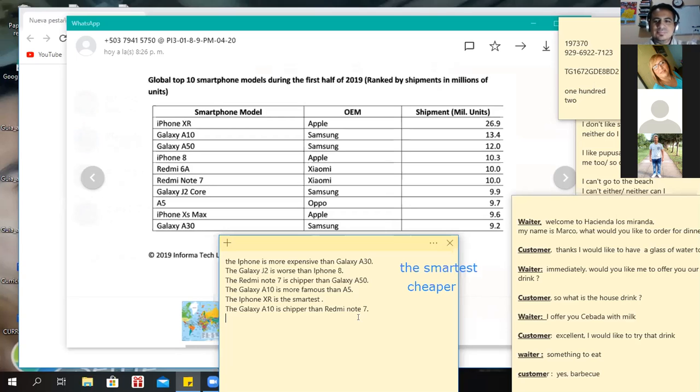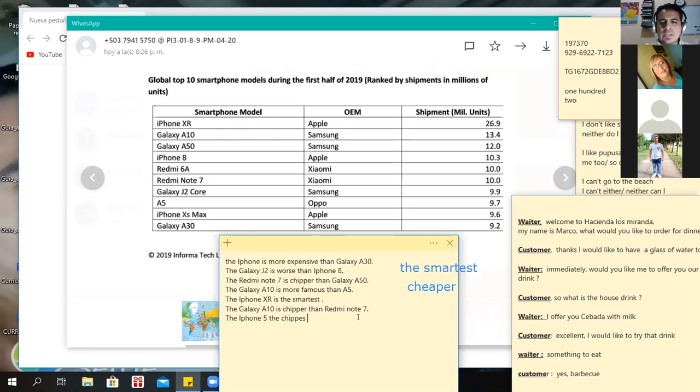Continue. I think the A5. Yes. What? Is A5, the phone A5, is cheapest. Cheaper, does it cheapest? Oh yes. Okay, perfect. Cheapest. And we didn't use too much the superlative. Yes. I will do the next one.